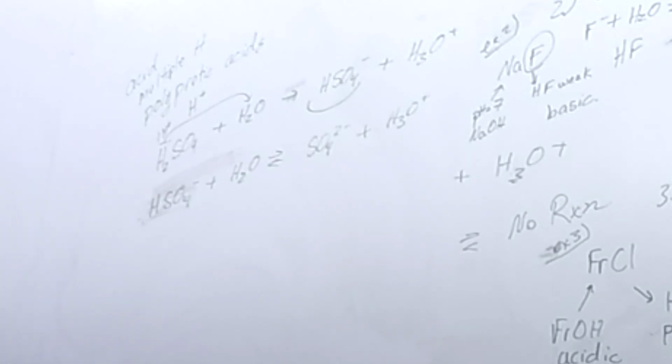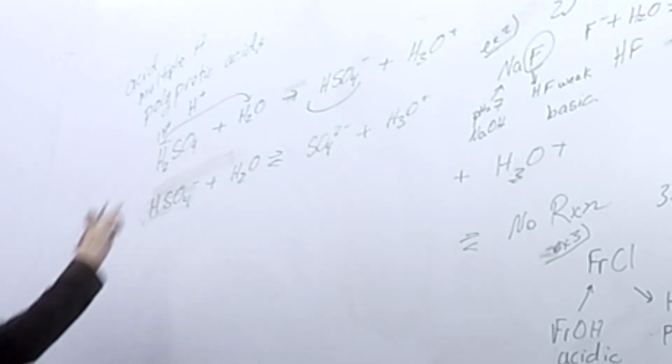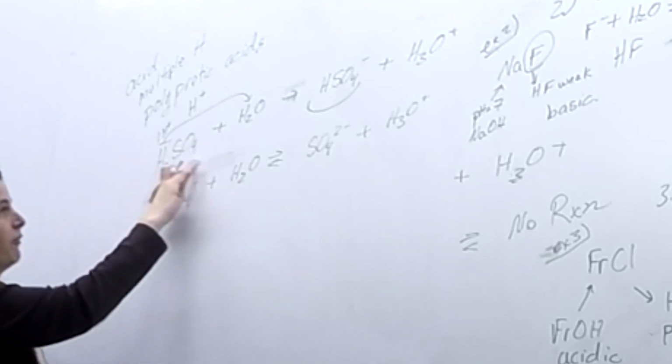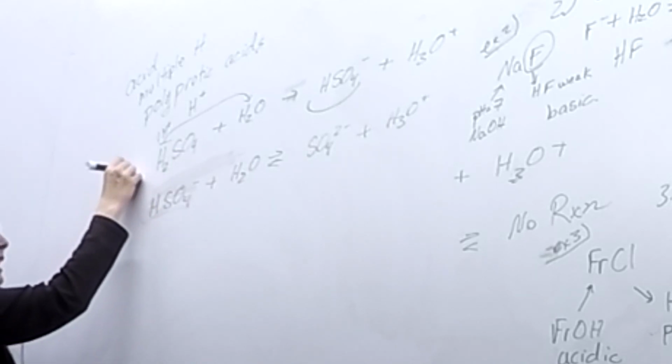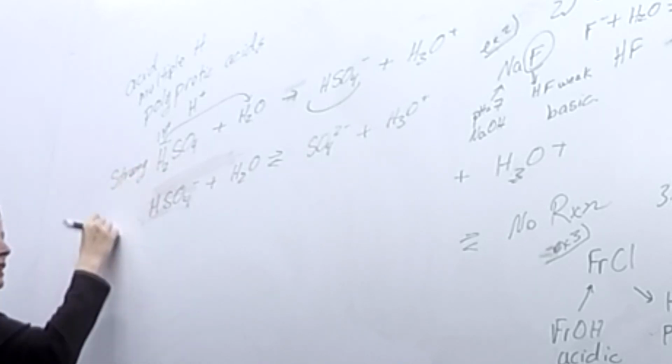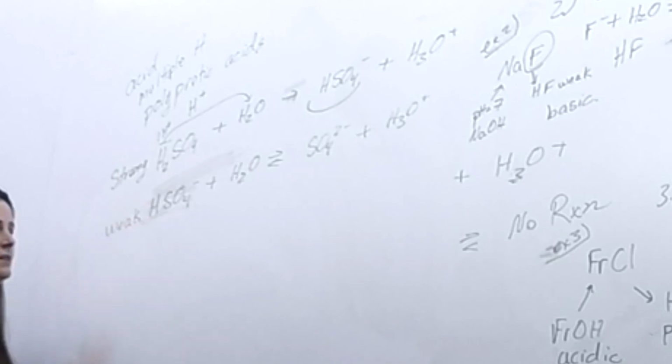Okay? So just keep that in mind when you're talking about acids, that there is a possibility of having multiple hydrogens on these ones, and you can see that first it will react as a strong acid, then in the second part, as a weak acid.